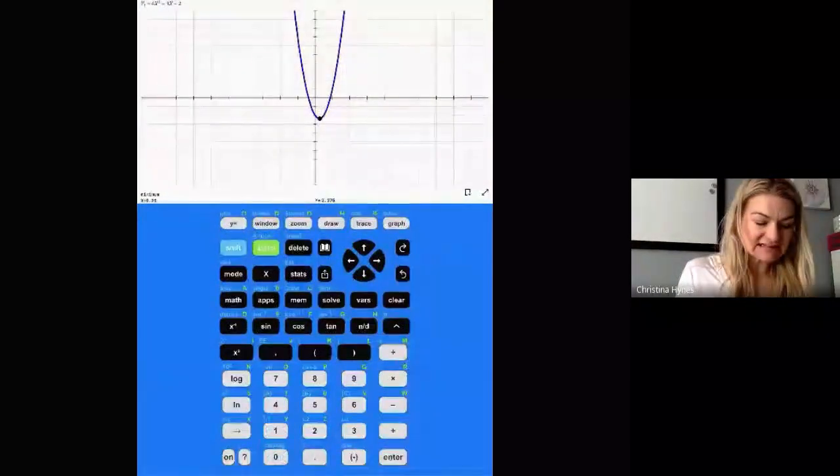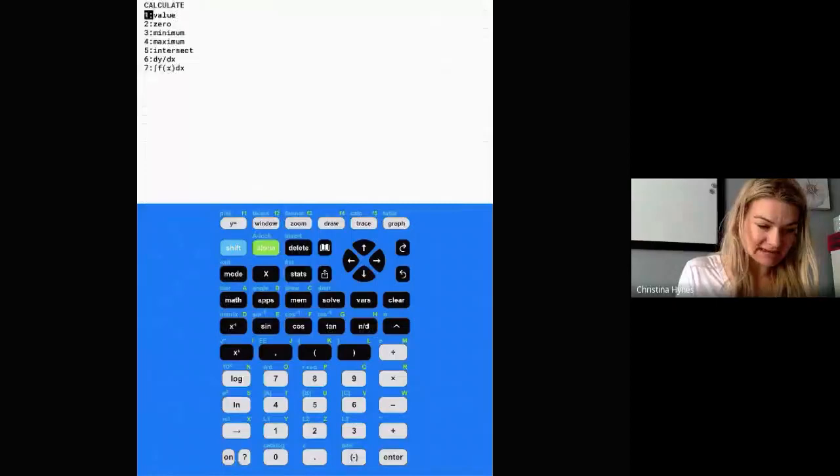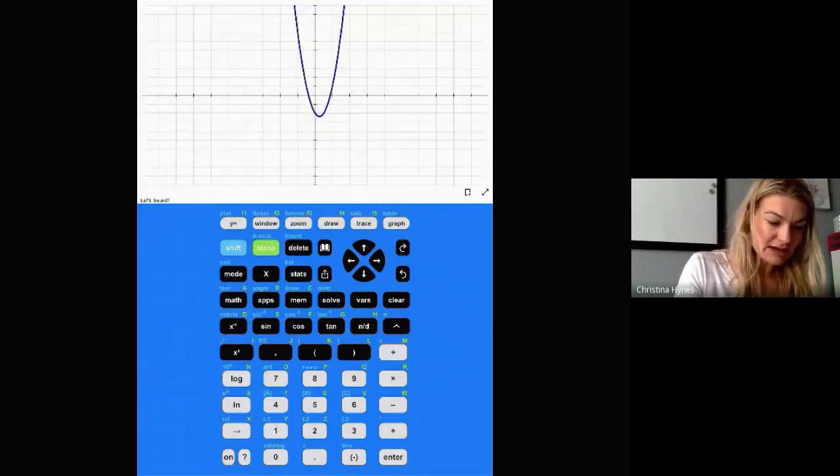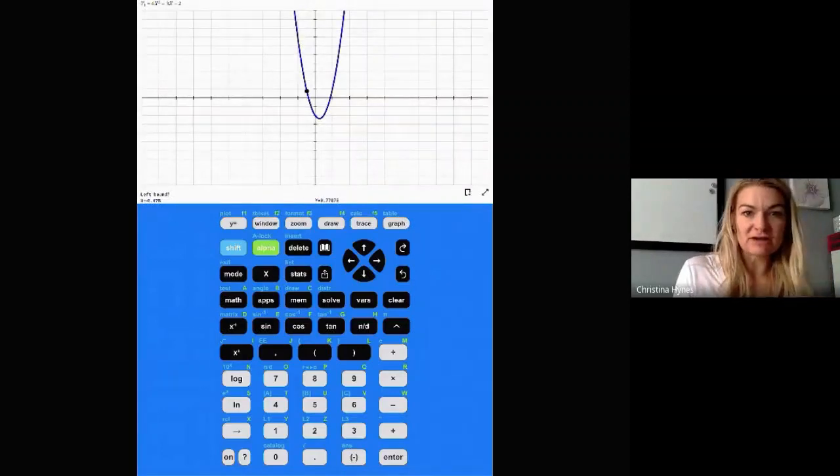So to find your x-intercepts, go second trace number 2. You're going to go to the left side of one of your x-intercepts, press enter. The right side of your x-intercept by using those arrows. So this is my right bound. Press enter. And for you guys, you're going to have to press enter again.